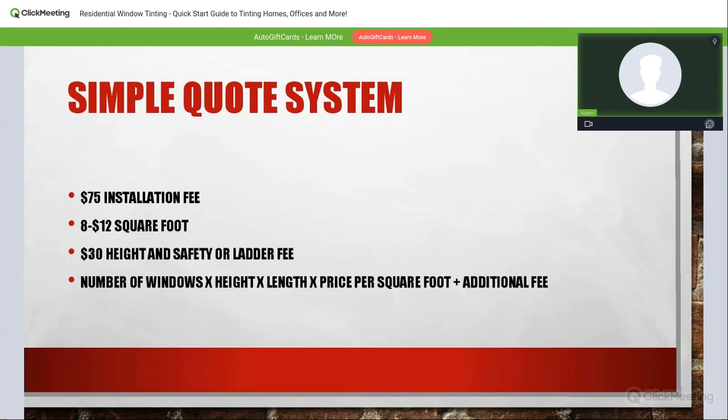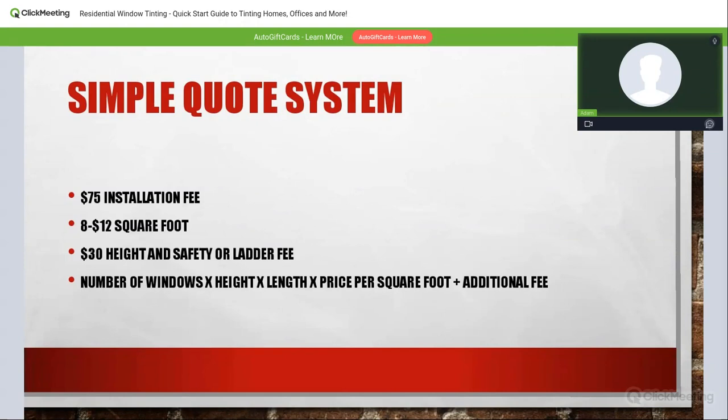So the simple way to figure out your square footage is your length times your width in feet. So we do the number of windows times the height times the length times the price per square foot, starting about $12 per square foot, plus your additional $75 fee.